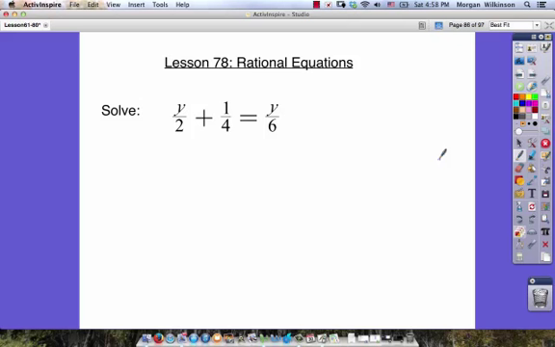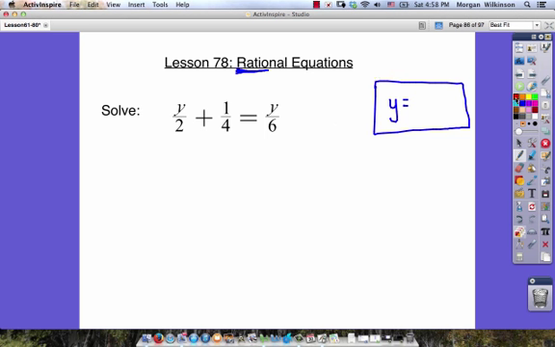Lesson number 78 is about rational equations, and rational equations just refer to equations that have a ratio within them, and we know that a ratio is exactly the same thing as a fraction. So when we see the word rational equations, we just know that it means there's going to be fractions involved. Now in this problem, we've got y over 2 plus 1/4 equals y over 6. What we need to do is figure out what y is equal to. That's what it means to solve it. So we can box this, and we can figure that out as we go.